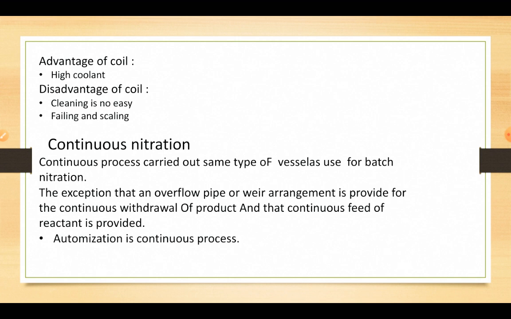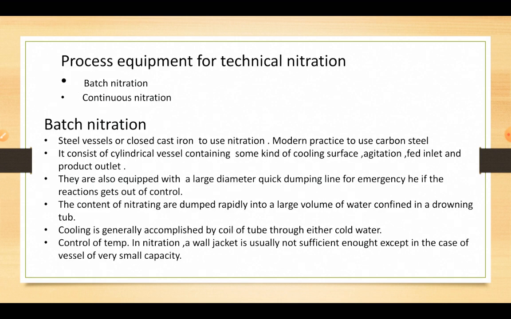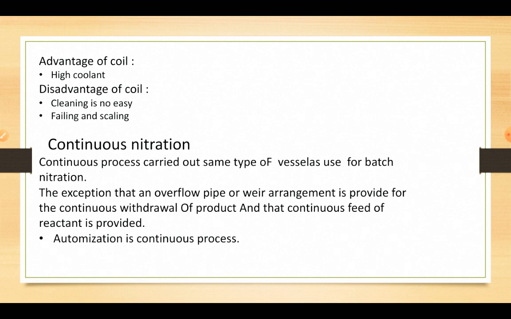Continuous nitration: the continuous process sometimes uses vessels the same as those used for batch nitration. Batch nitration uses stainless steel vessels or closed cast iron, and carbon steel cylindrical vessels with some kind of cooling surface, agitators, feed inlet, product outlet, and large diameter dumping lines. When the product forms, a large volume of water in a drowning tank is used. Cooling is generally accomplished by coils with cold water. This is also used in the continuous nitration process.